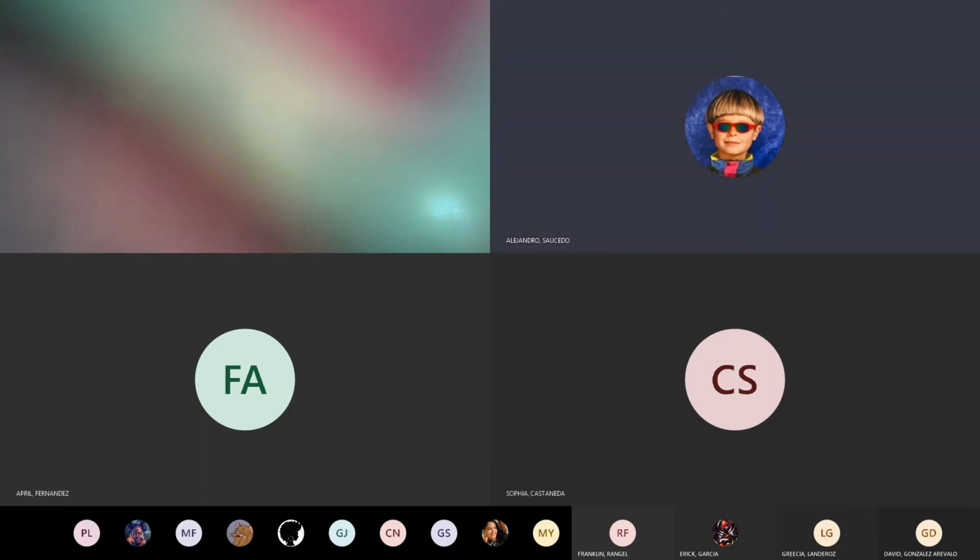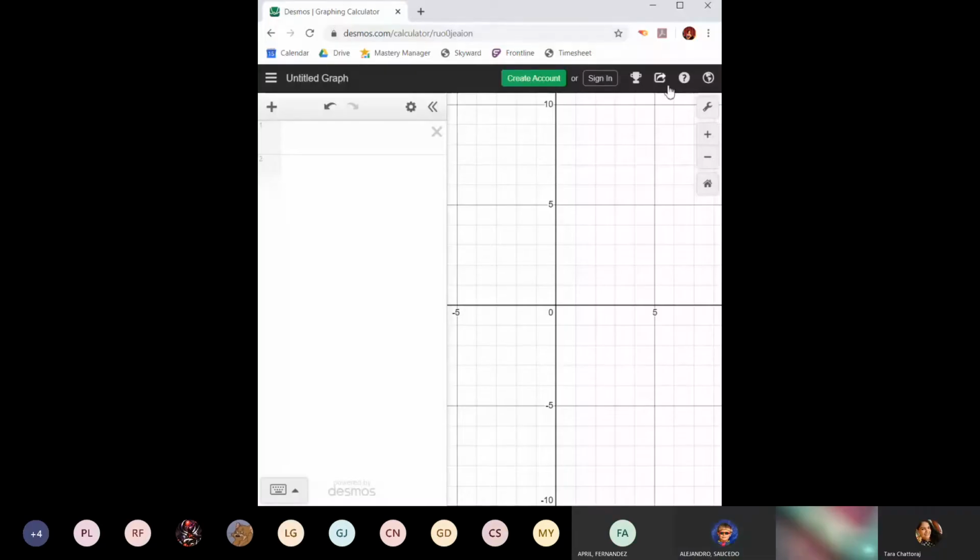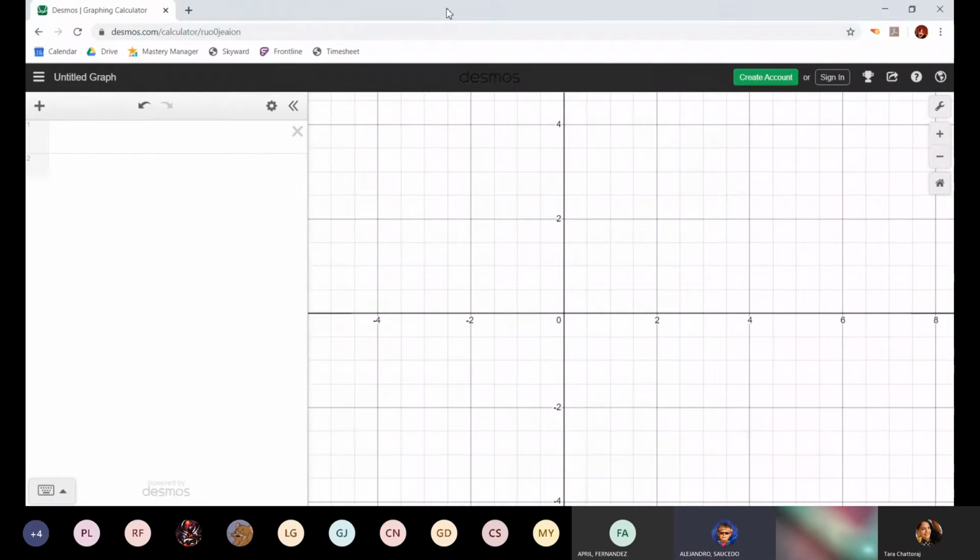Just type Desmos into your Chrome or whatever browser you're using. If you want to use the TI calculator, you can. I just am not good with it, and so I'm not going to.